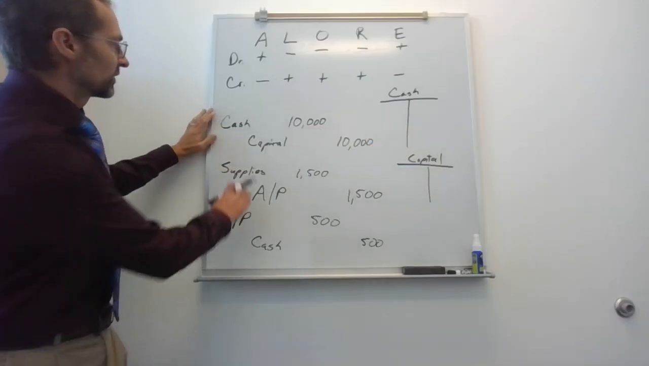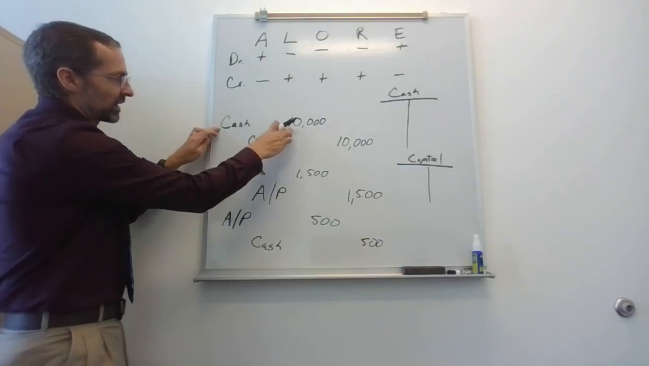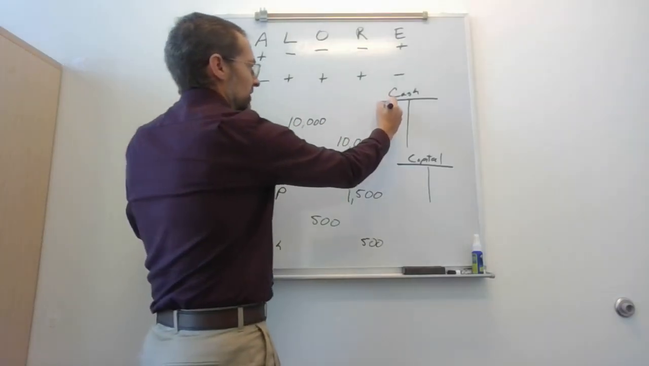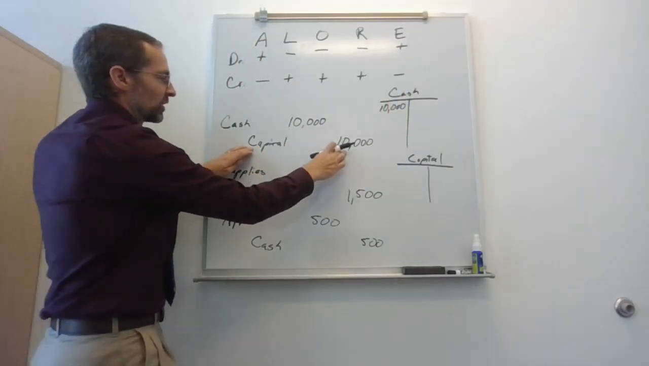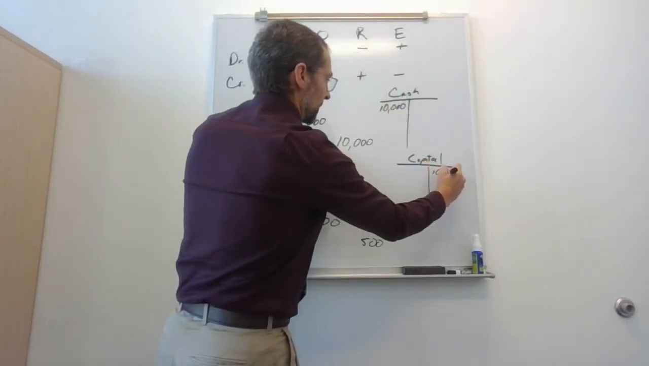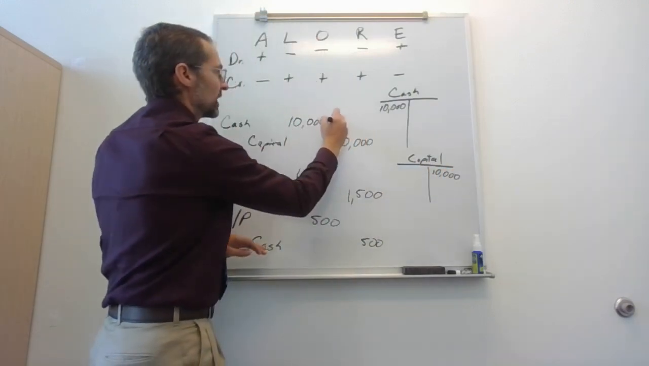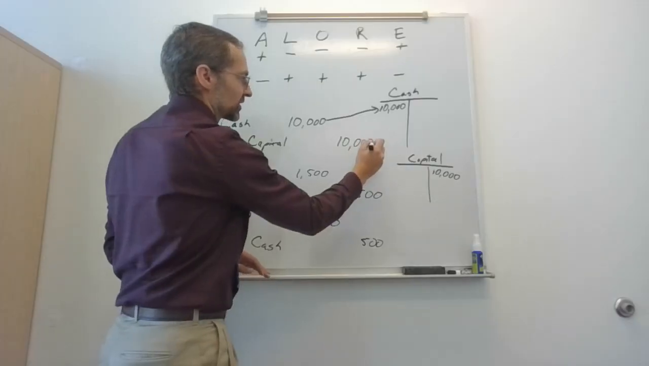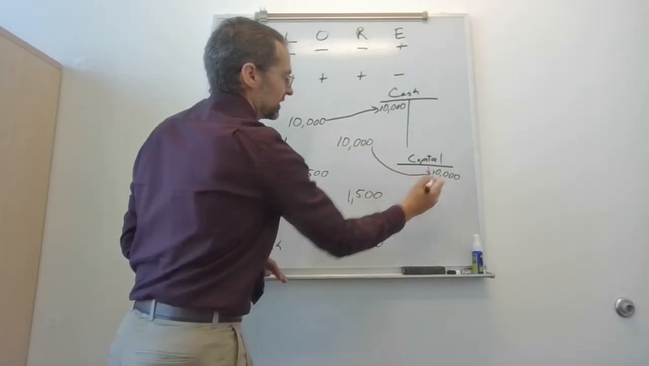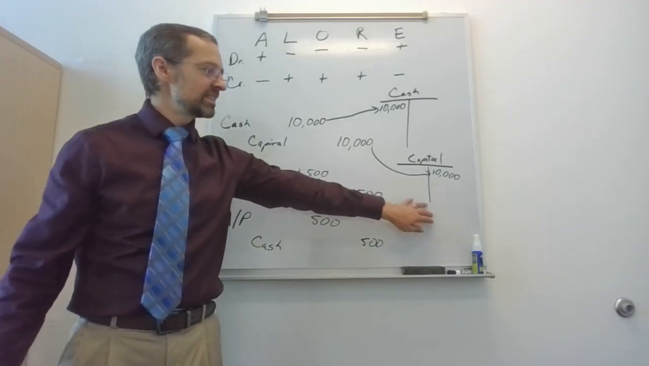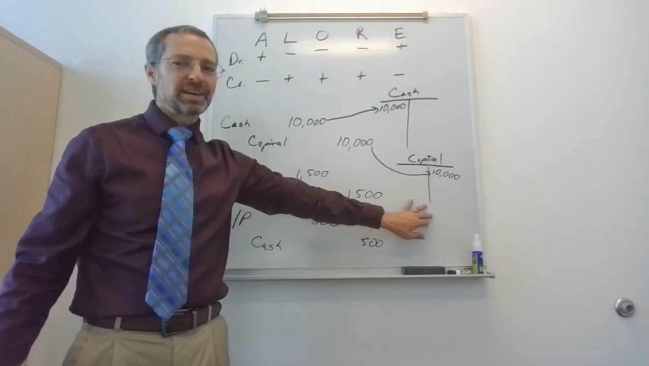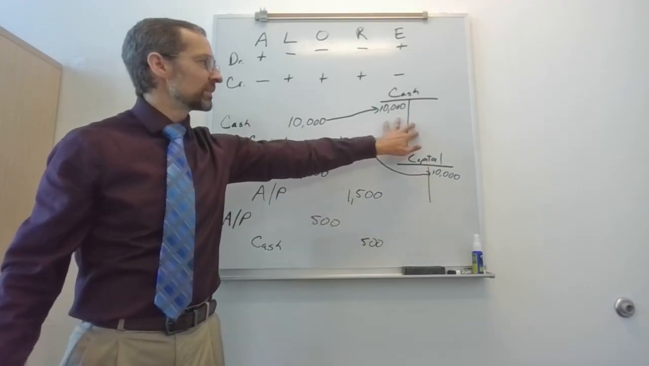So cash, if I'm doing this one, I'm saying, okay, cash is being debited $10,000. So I'll write it over here. Capital is being credited $10,000. So whenever I make a journal entry, I need to make sure I post it to the ledger. That makes things very easy to find and add up and just work with.